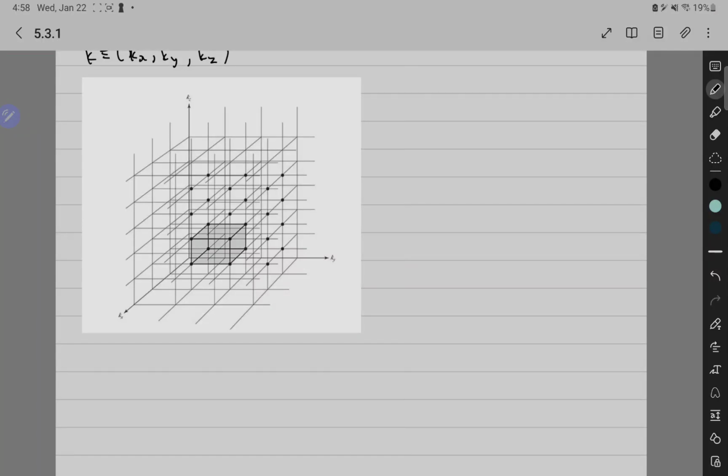In this video, I'm going to talk about 5.3.1 part 2. We're going to cover a lot of very, I would say, abstract concepts, including the Fermi sphere. We're also going to be deriving the quantum degeneracy pressure, which we'll see later.